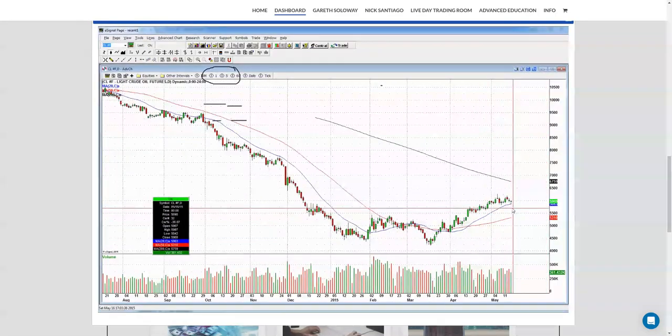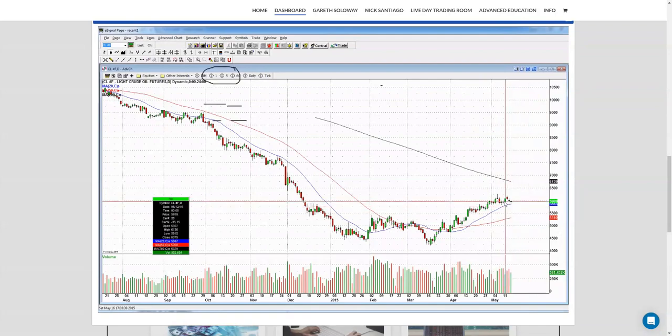Here's the trend, right? The trend is up. Yeah, the trend is up. But once it starts to break down, you start to get lower highs and bearish patterns. You can short this again.